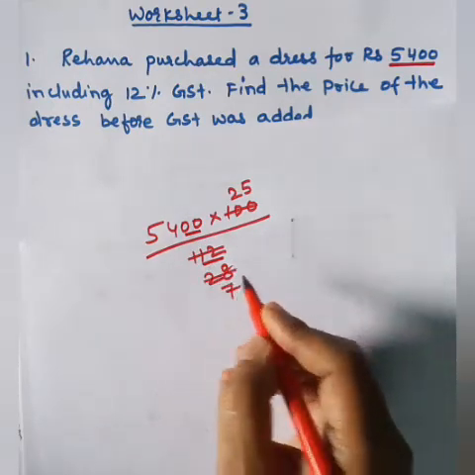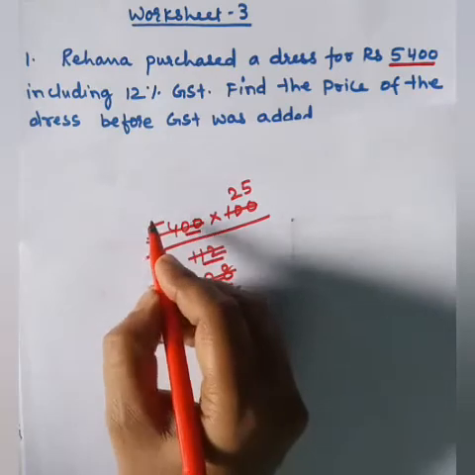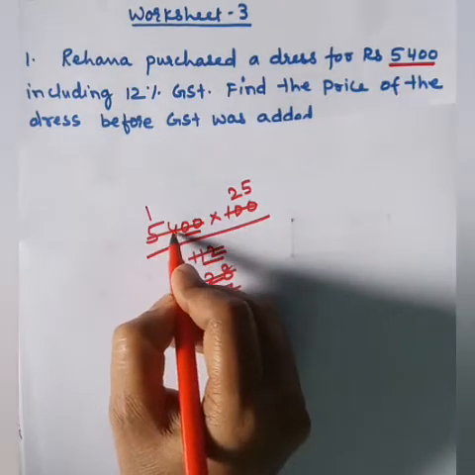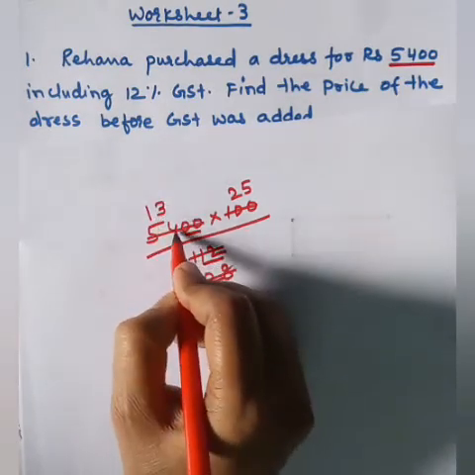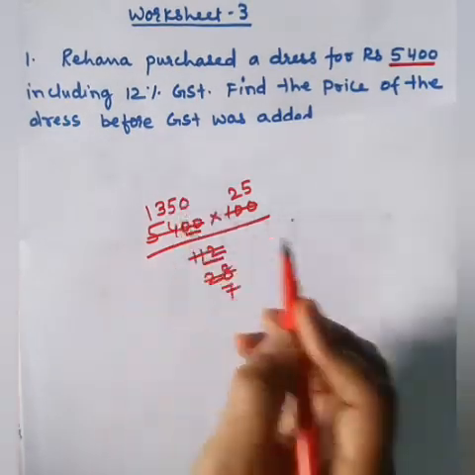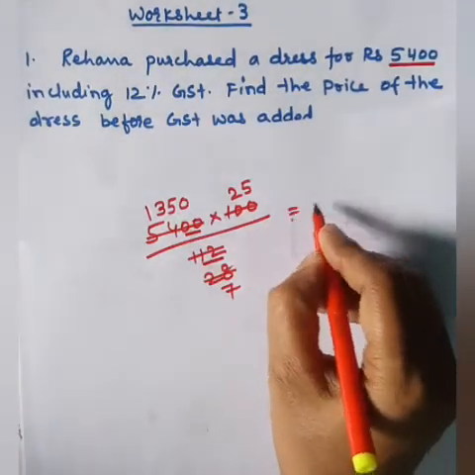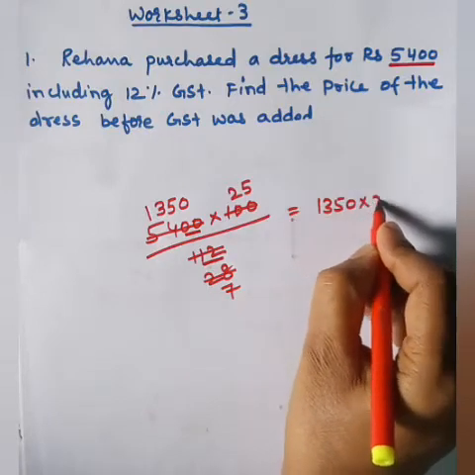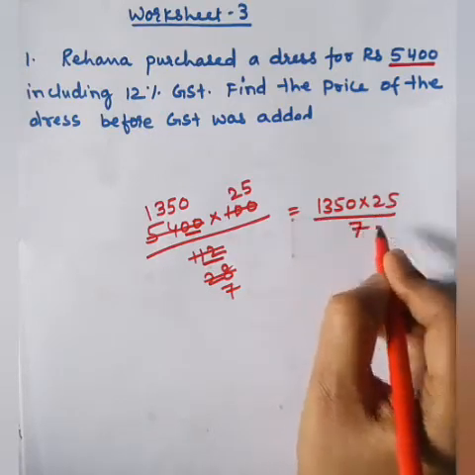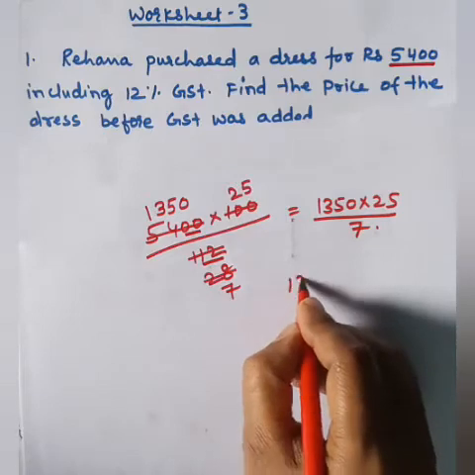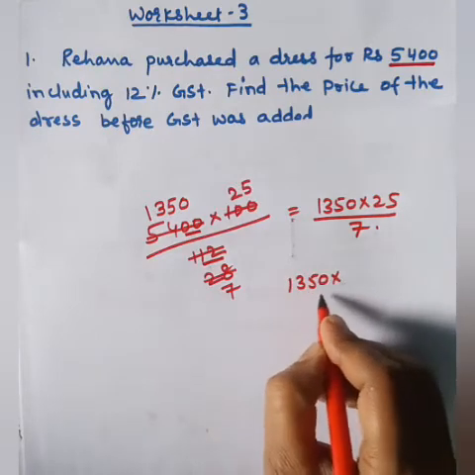So 4 7s are 28, and see 4 1s are 4, 1 left, 1 4 14, 4 3s are 12, 2 left, 0 4 5s are 20, and this is 1350 into 25 divided by 7. So let us see how much is 1350 into 25.